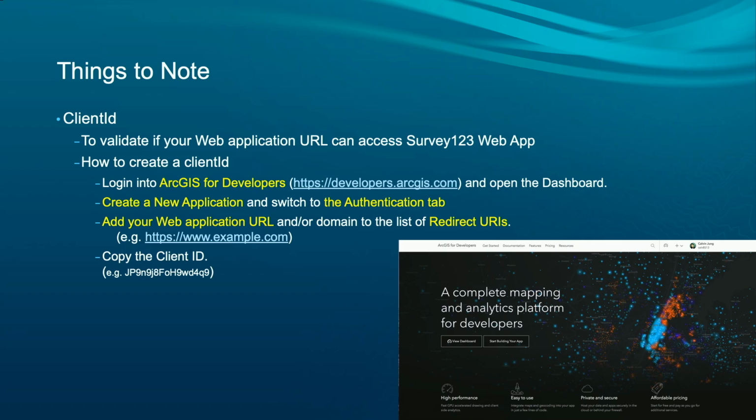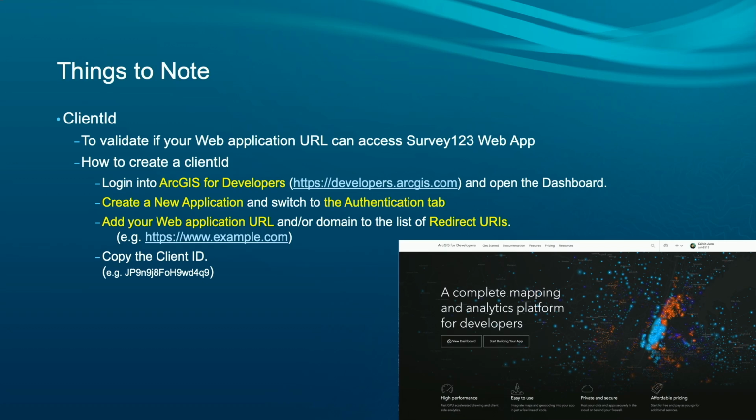How to create the client ID? You can go to ArcGIS for Developers and create a new application. When you create a new application, you need to input the web application URL. There, you can validate this application URL, so it is recognized and safe. So I can input this application URL, and I can also get the client ID.